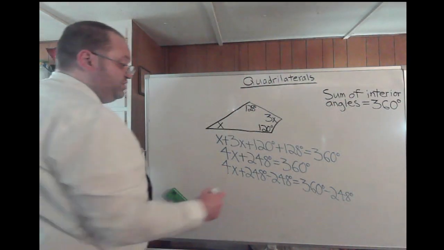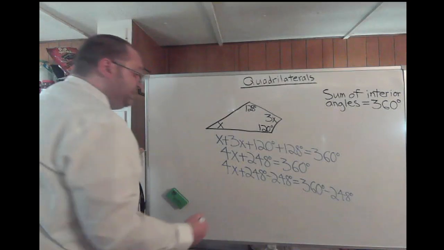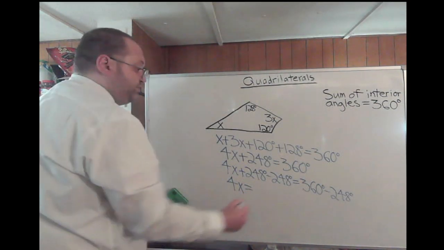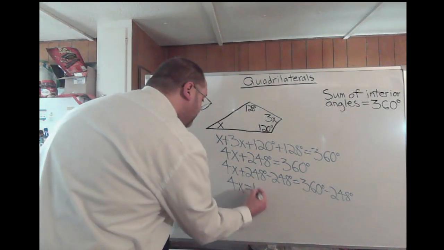Well, the left side, 248 minus 248, that's 0. That just leaves 4x by itself. That'll be equal to 360 minus 248. That'd be 112.